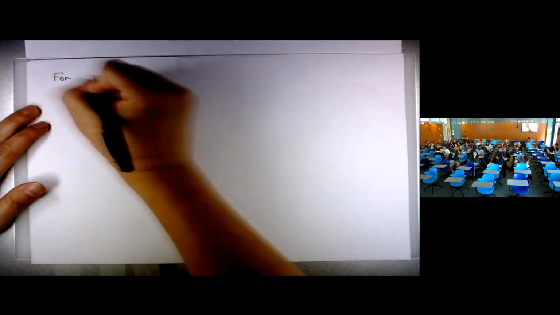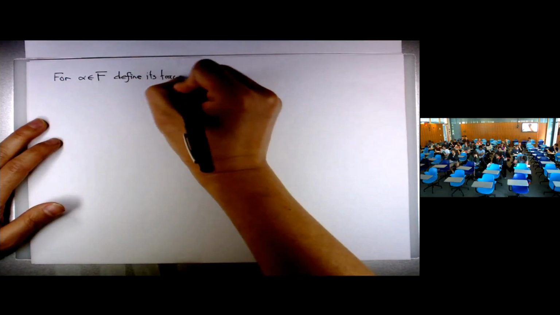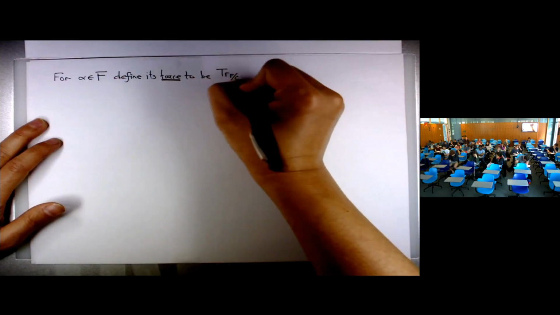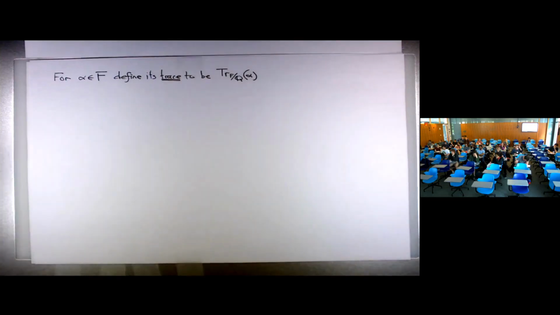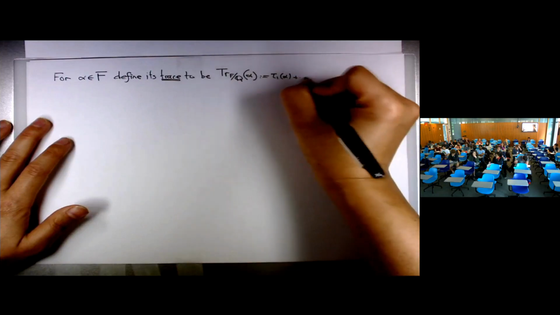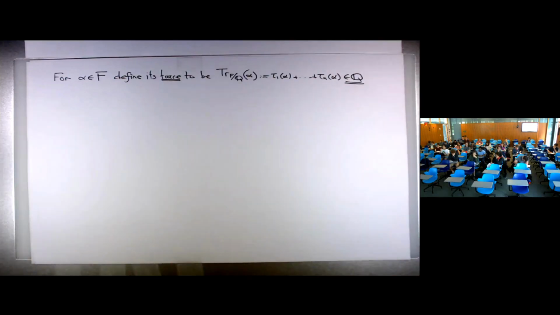I'll talk about a very technical thing. For alpha in F, I want to define its trace, the trace of F over Q of alpha, to be the sum of all the embeddings. And it's a non-trivial fact that if you sum all the embeddings of an element, you actually get back an element in Q.